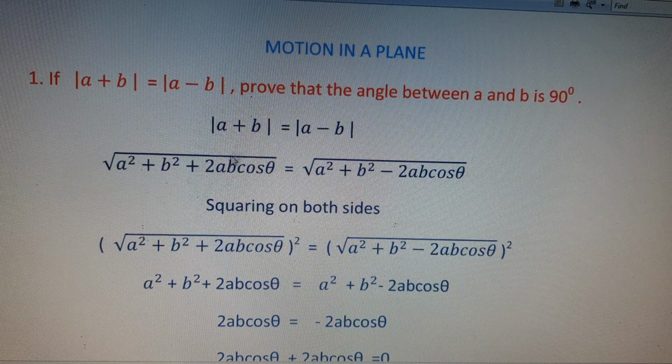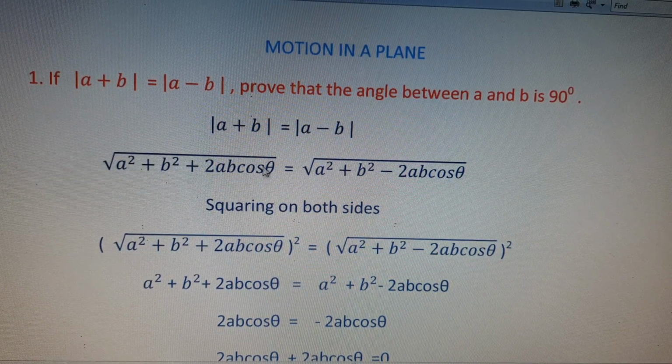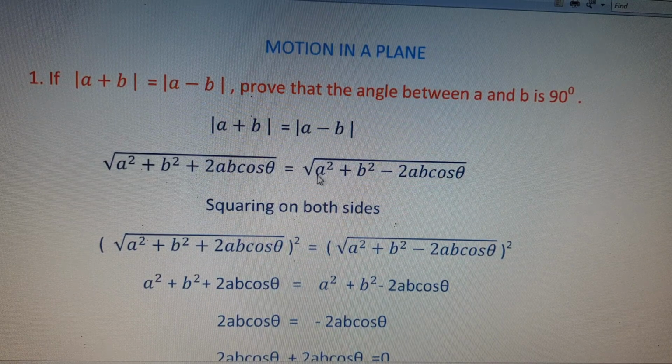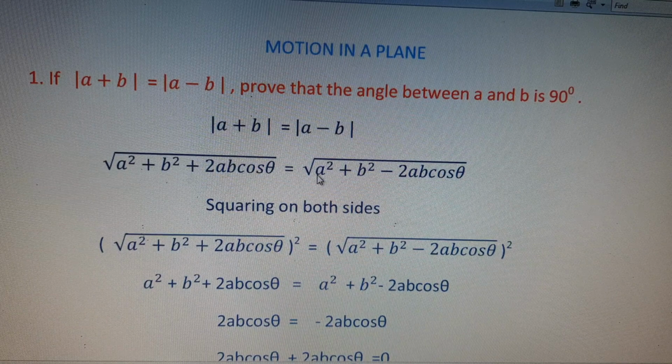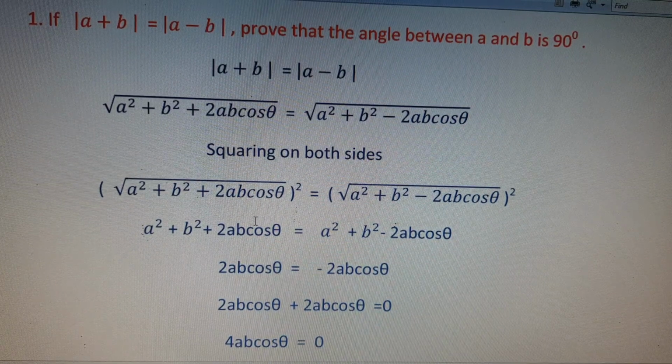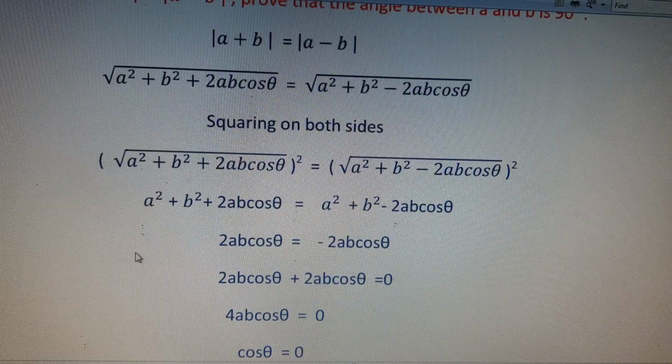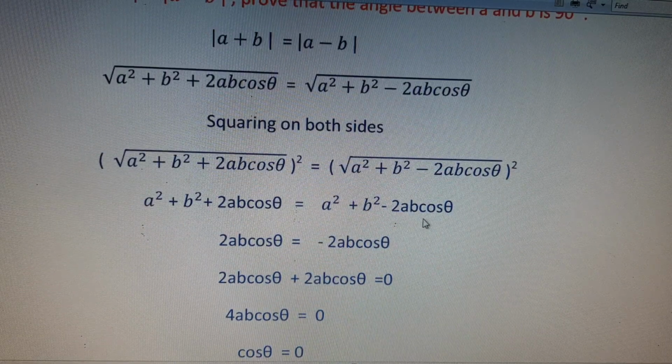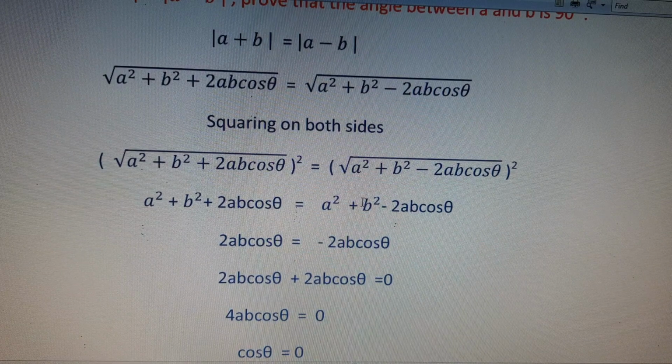So mod of a plus b is equal to under root of a square plus b square plus 2ab cos theta, and mod of a minus b is equal to under root of a square plus b square minus 2ab cos theta. So we can write the equation and square on both sides. Then the square root will be cancelled on both sides. So the remaining terms: a square plus b square plus 2ab is equal to a square plus b square minus 2ab cos theta. So the a square term will be cancelled, the b square term will be cancelled.